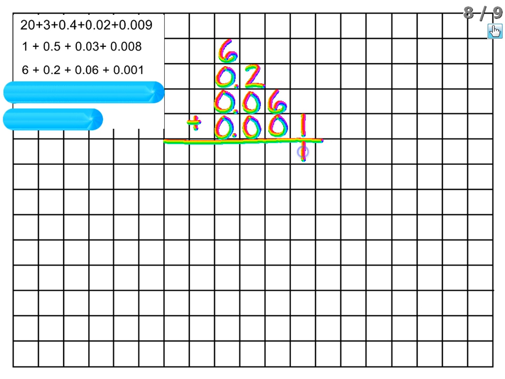We're just going to drop our digits, drop our decimal point as well, do not forget that, and we have 6 there in our ones place for a number that reads 6 and 261 thousandths.